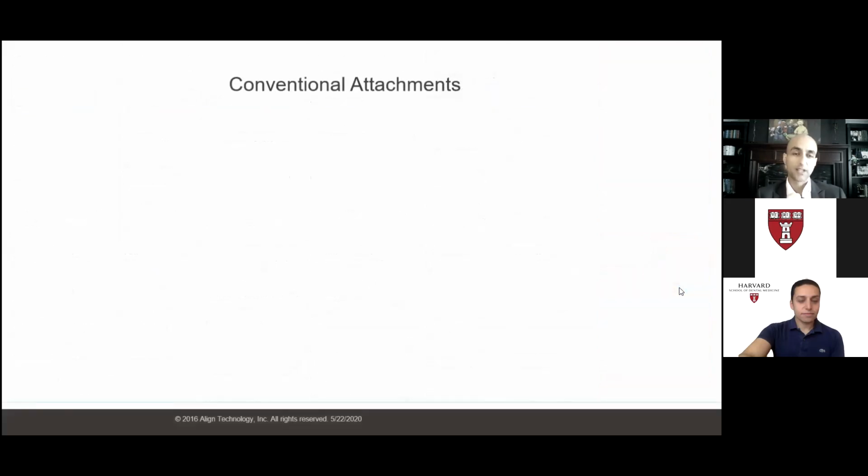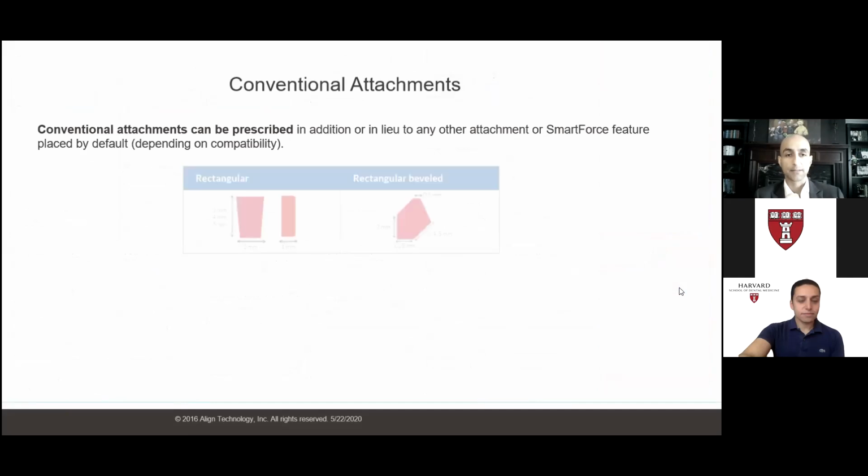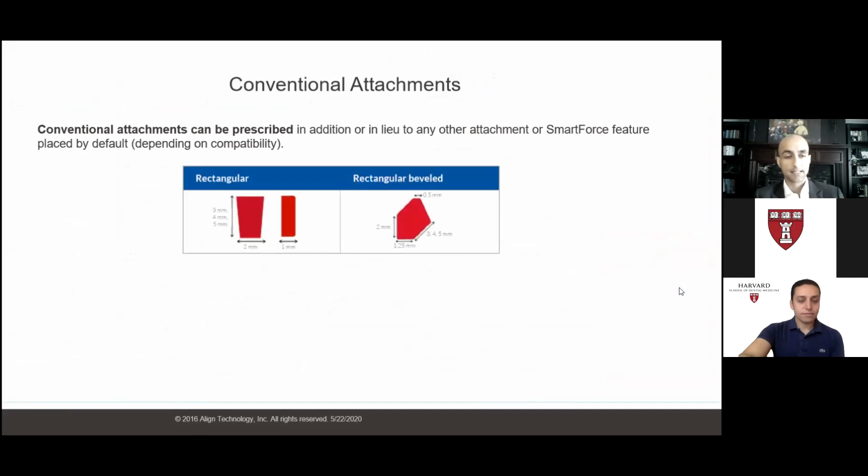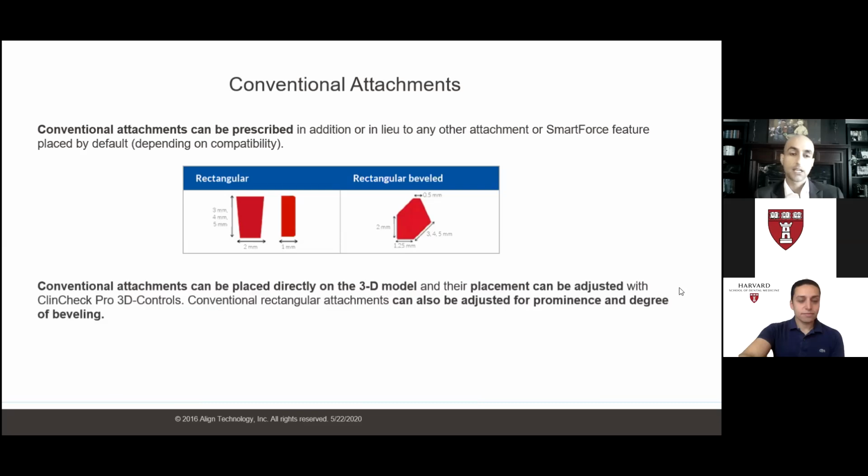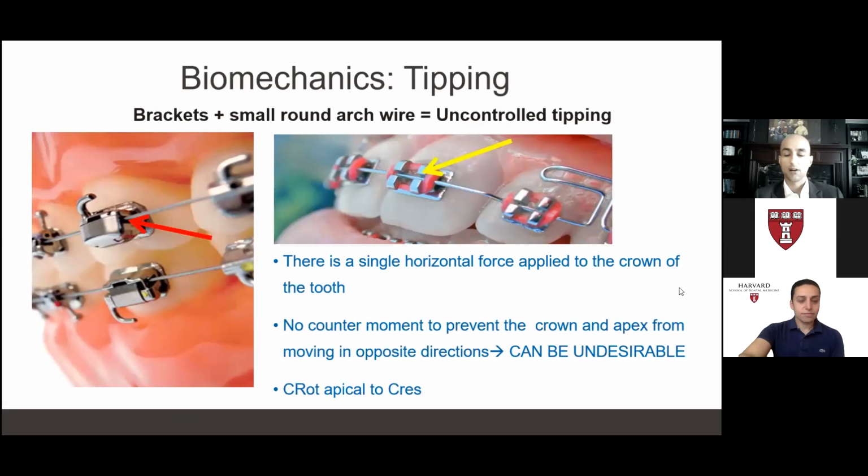With regards to conventional attachments, of course, these are attachments we can place. We can customize them. We can change the shape. We can change the position. We can change the size. The reason why I would consider using conventional attachments are for when conditions and thresholds are not met for an optimized attachment to be placed.